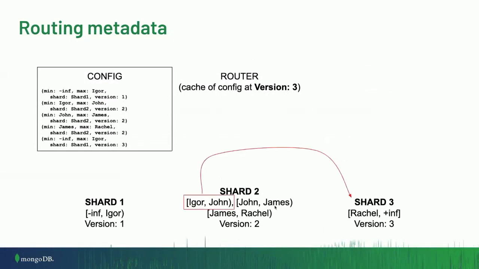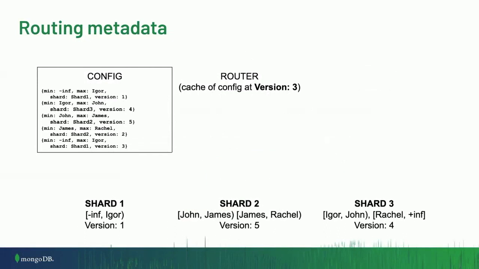So it decides to move Igor to John, that range, to shard 3. It tells the shard, now go and move that range. Shard 2 is called the donor, and shard 3 is called the recipient.